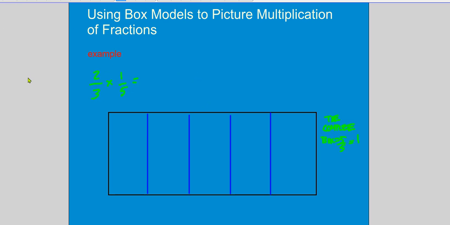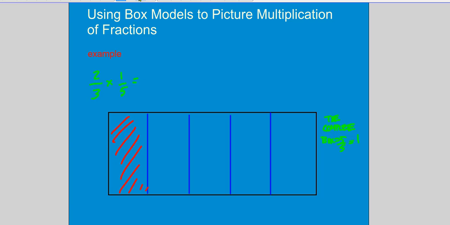So let's do another example. So here I broke my 1 whole up into 5 equal parts. So each one of these is 1/5. Okay, so let's take 1/5. Let's shade that in. Okay, that's 1/5 right there. Now I'm taking 2/3 of that.